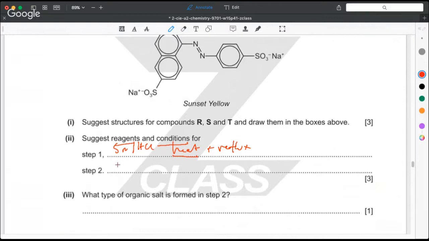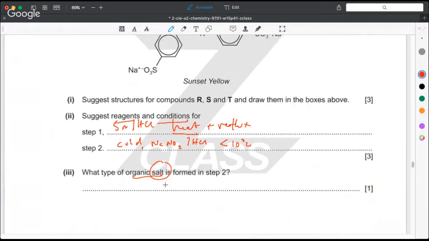And in step two, we're making this very reactive diazonium salt. So we've got to keep that cold. And the reagent there was nitrite and hydrochloric acid. And you're going to keep that below 10 degrees Celsius. Otherwise, things react or decompose. And we've said already that the organic salt that we formed was a diazonium salt. All right, so make sure you don't forget your conditions.